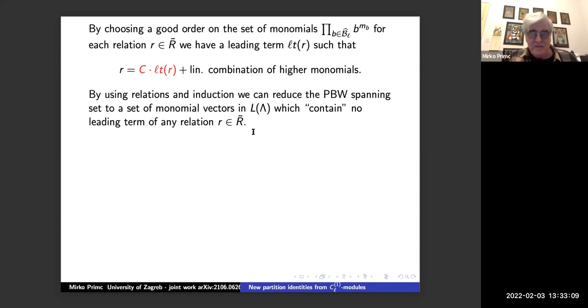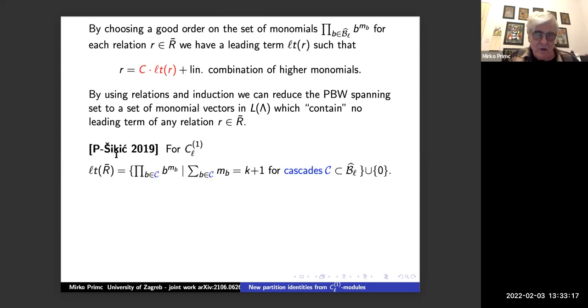Now this is the general prescription, and one only has to know what all the leading terms are. With Tomoyuki Shikic, we found out that for C_l^(1), all leading terms are monomials built in such a way that we take a cascade or downward path and take b from that cascade to the power n_b, so that the total sum of powers is k plus 1.